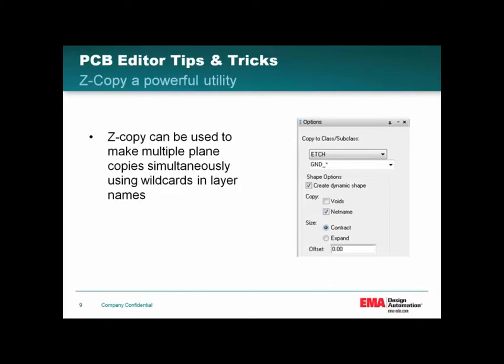Next slide is a thing called ZCopy. So ZCopy is a very powerful utility that you can use to make multiple copies simultaneously through the Z-axis of the stack-up. And what's nice about this is you can copy the net names. So if I have multiple ground layers, which I do in this case, I'm going to copy those net names to those copies that I'm creating. And I can use wildcards, which means if I have 4 or 5 ground layers that I want to copy this information to, I can do it in basically one keystroke.